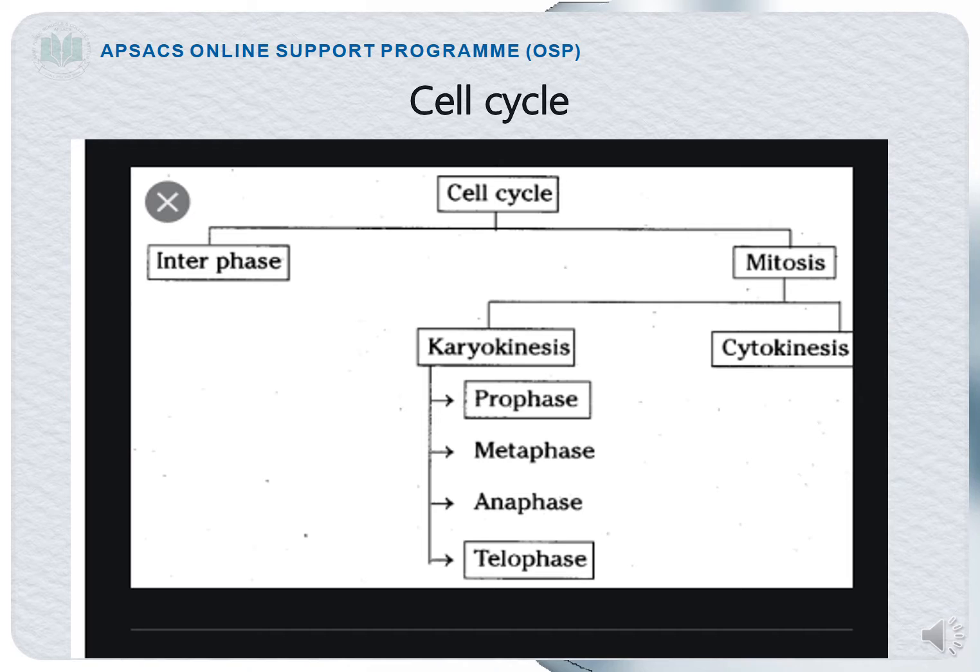Have a look at the flow chart of the cell cycle. As I have told you, the cell cycle is divided into two major phases, that is interphase and mitotic phase. Interphase is further subdivided into G1 phase, S phase, G2 and G0 phase. Mitotic phase is subdivided into two phases, that is karyokinesis and cytokinesis. Karyokinesis has its own steps, that is prophase, metaphase, anaphase and telophase. But today we will be discussing the interphase.